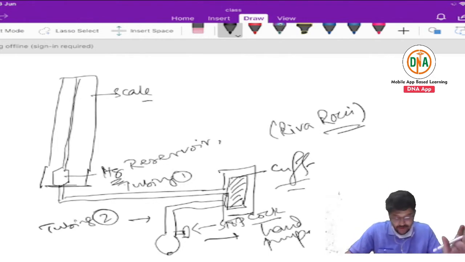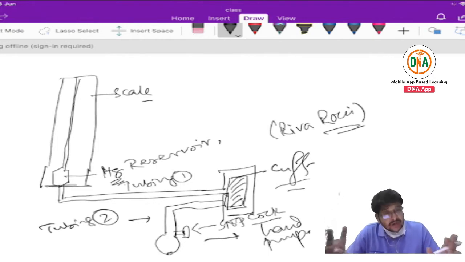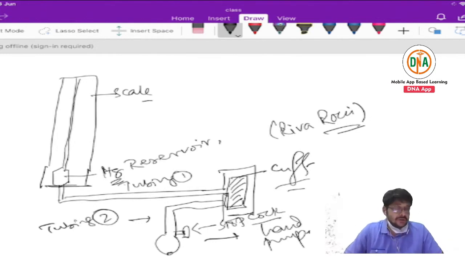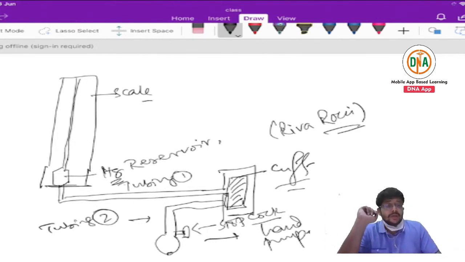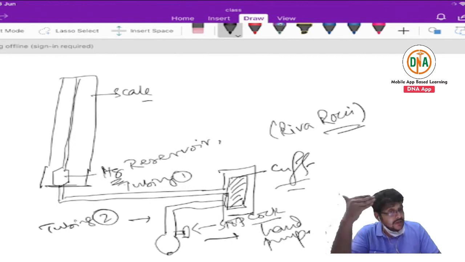So that's a different separate issue, but first we will tie up the Riva-Rocci cuff over the arm of the patient. Now again, one important thing is how we can tie it, how much force we should use while tying, and what should be the locational limit of such tying.